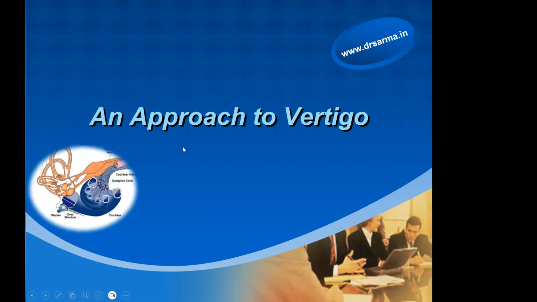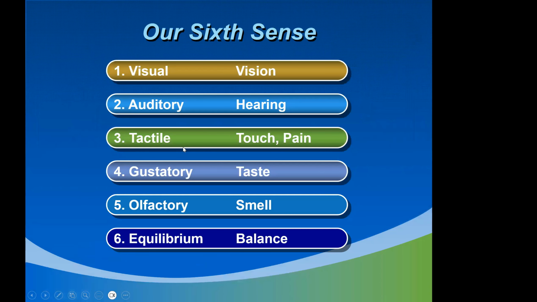Such a common condition, vertigo. You need to understand a little background about it, not too much. So we have the five senses you already know. There is a wonderful sixth sense, which we do not really recognize. That is called the equilibrium. The balance, or the equilibrium, is the sixth sense we all have.